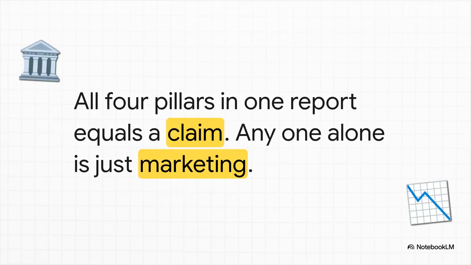So, what's the ultimate takeaway from this explainer? It's simple, but it is profound. A true scientific claim requires all four of these pillars working together. Any single metric reported all on its own, whether it's an unbelievably low FID score or some chart-topping ELO rating, is just marketing. Plain and simple. It's a single data point that's been completely stripped of its necessary context.